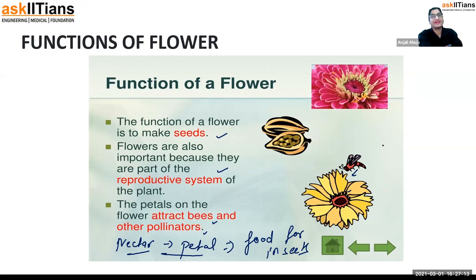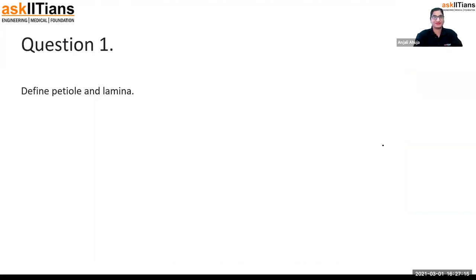Now let's move forward and talk about certain practice questions, because we have done leaf and flower and how reproduction happens in the flower. Define petiole and lamina. Obviously in the leaf, lamina is the leaf blade. What is petiole? The stalk-like structure through which it is connected.